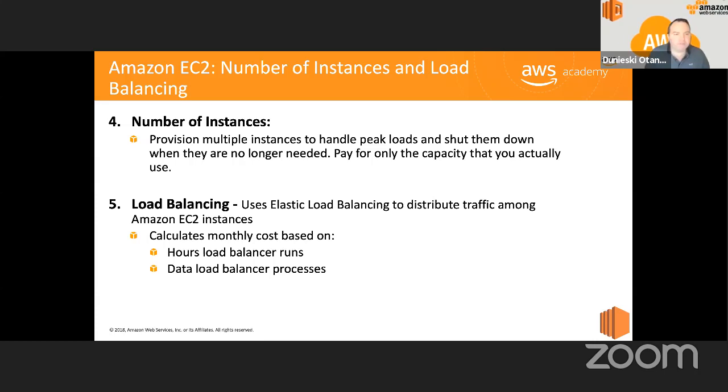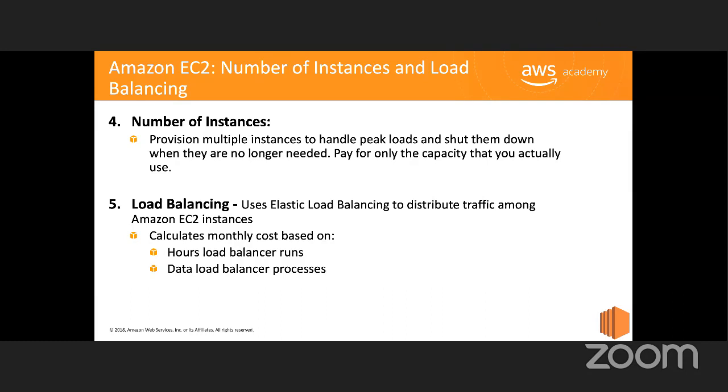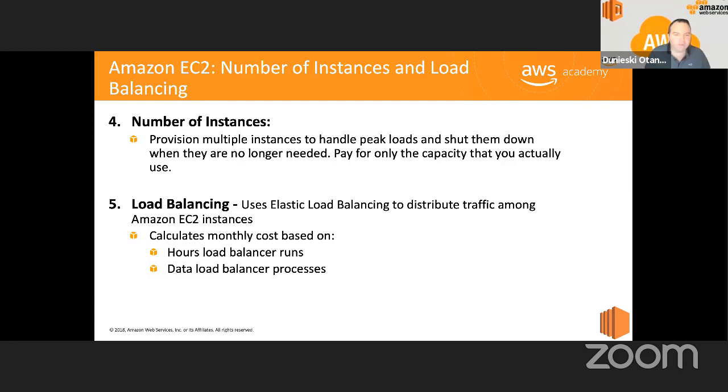Number of instances: provision multiple instances to handle peak loads and shut them down when they are no longer needed. Pay for only the capacity that you actually use. Load balancing: use Elastic Load Balancing to distribute traffic among Amazon EC2 instances. I think we spoke about this already.